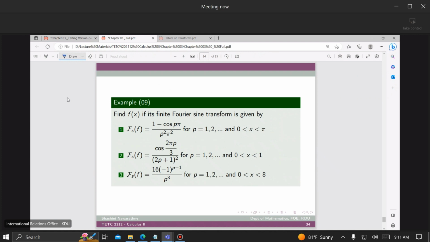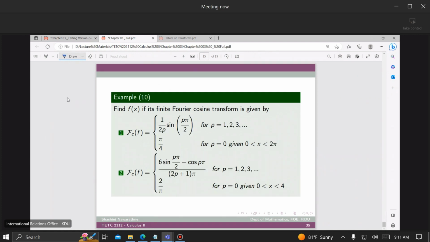You can do it as homework. So let's do one from the cosine one.